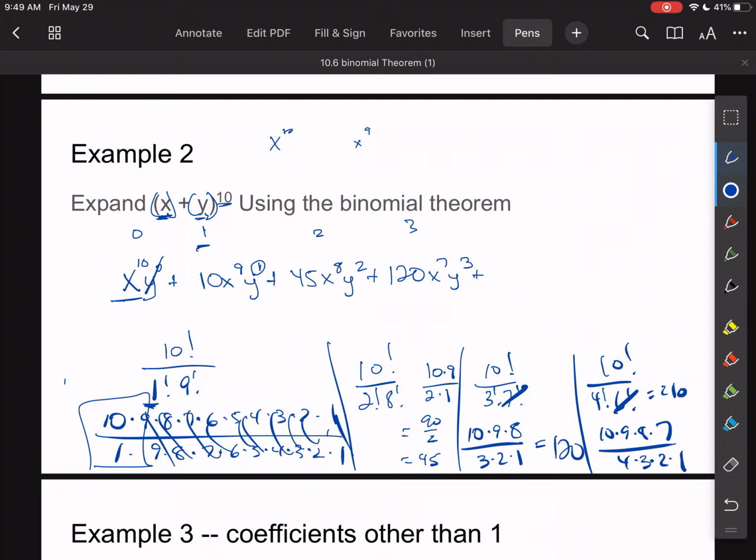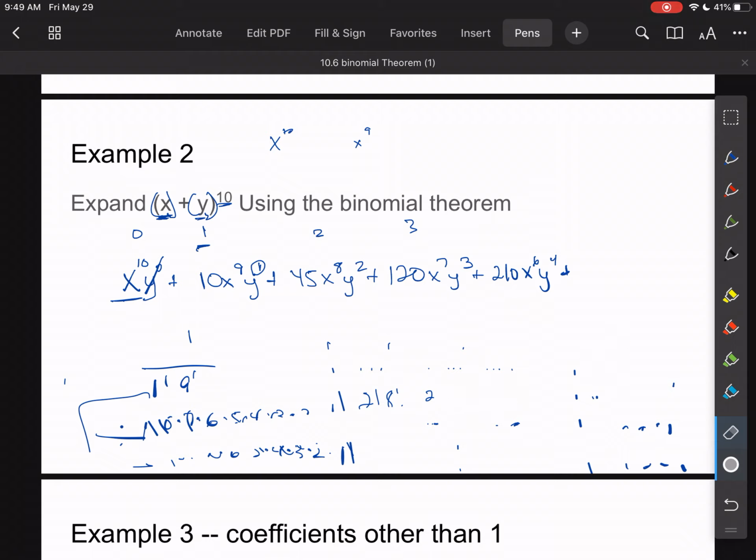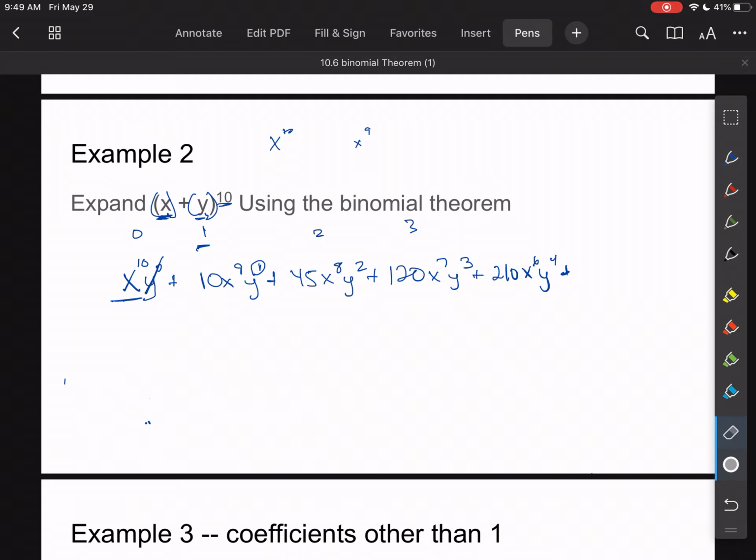So when you do that, you get 210. So you have 210 x to the 6th y to the 4th. All right, and then we keep cruising. I'm going to make some room here. I did give you a little bit of space on the homework sheets. You might need to write a little bit smaller when you're doing these. Now we're on to round 5.